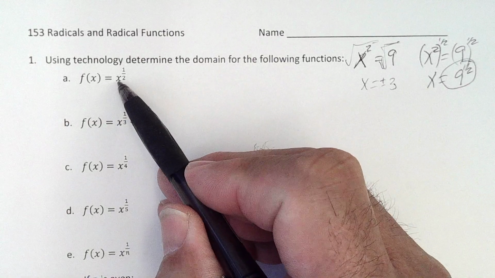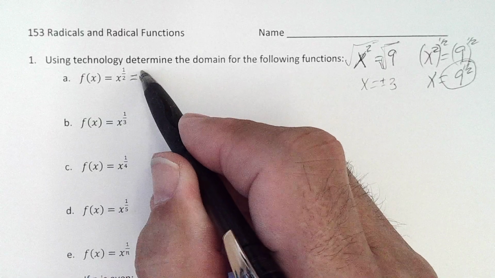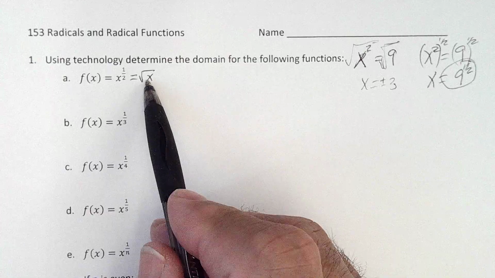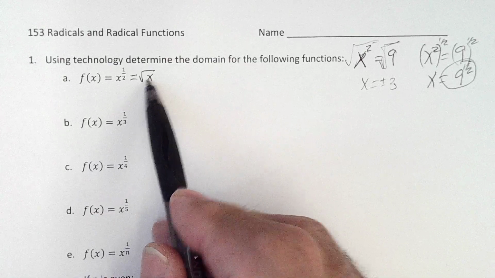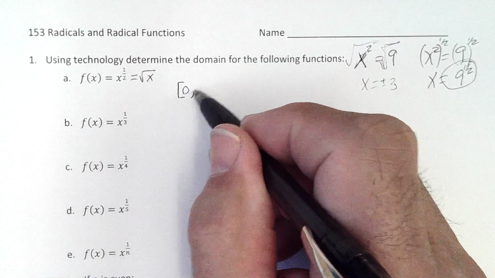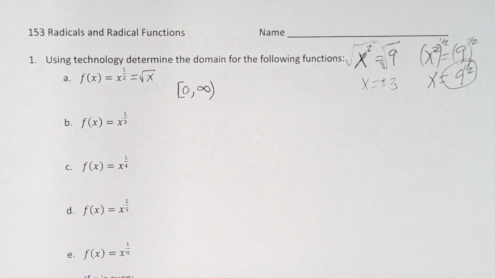So this is saying a function that's the same as the square root of x. And so the domain, what kind of numbers can you take the square root of? Well, you can take the square root of 0 and anything positive, but not negatives.